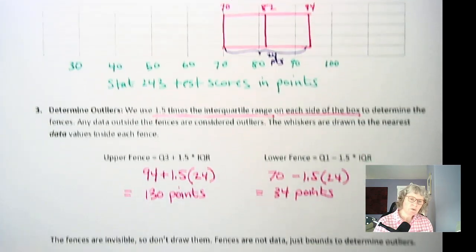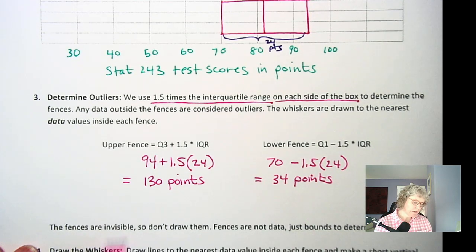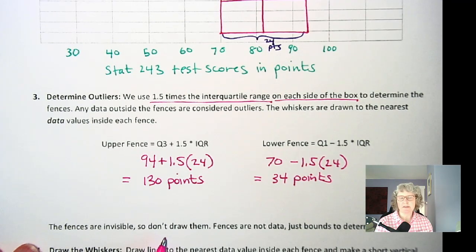Okay, so we're not going to actually draw the fences. Think of them as an invisible fence. Have you ever had or seen an invisible fence? We don't draw them. It's just an invisible boundary. Anything outside there is an outlier.